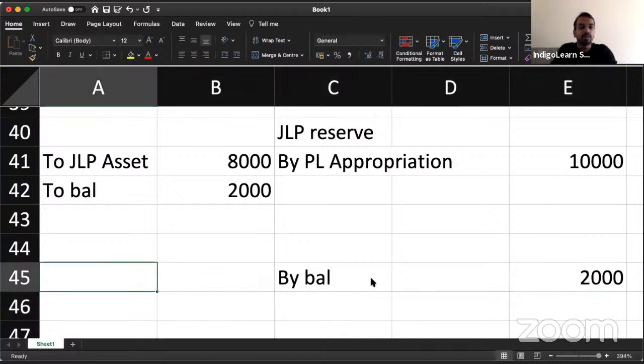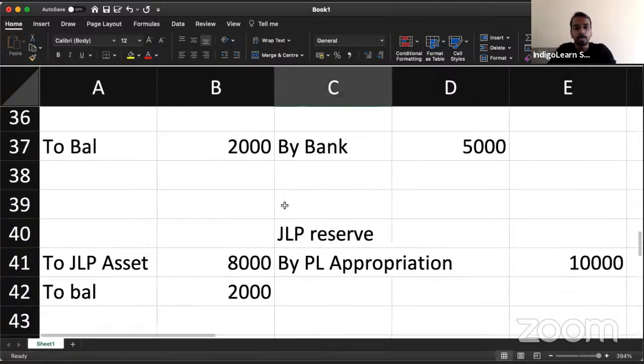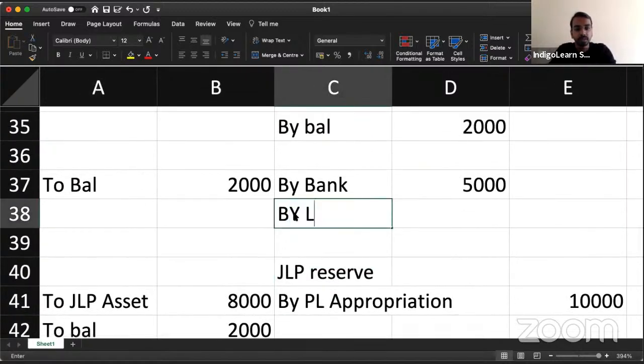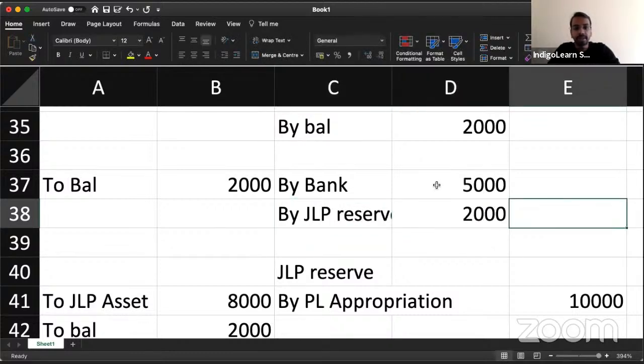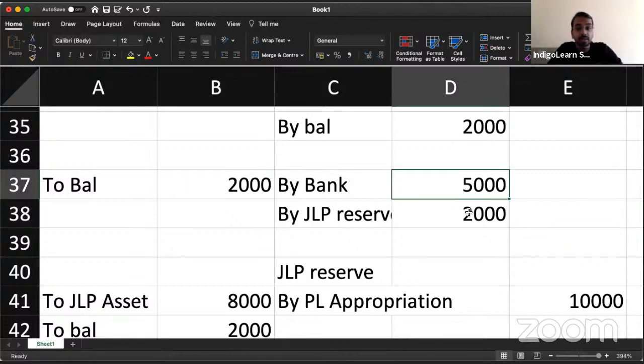Whatever is the reserve here, you will have by balance 2,000. Now this balance you will transfer to JLP asset account. That is 2,000. So here you will get by JLP reserve 2,000, right? Now whatever is the balance, 2,000 debit, 5,000 credit, 2,000 credit. This 5,000 will be distributed to the partners in the profit sharing ratio. I hope the third method is also clear now. Right, the entry can be both. So it can be JLP premium to bank and then P&L to JLP premium, or you can directly say P&L to bank, up to you.